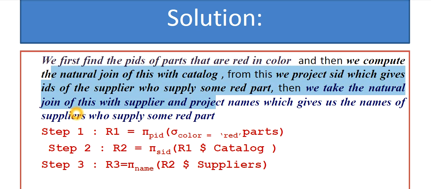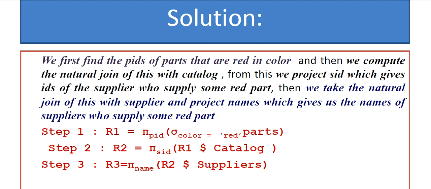So let's go step by step again. I am explaining each step again to you. So what is the first step? I have said that we have to find out the PIDs of the parts that are red in color. So first I will apply sigma, that is the select operator. Select from parts where color is equal to red. This will give you those rows where color is red. Now those parts are the ones whose color is red.